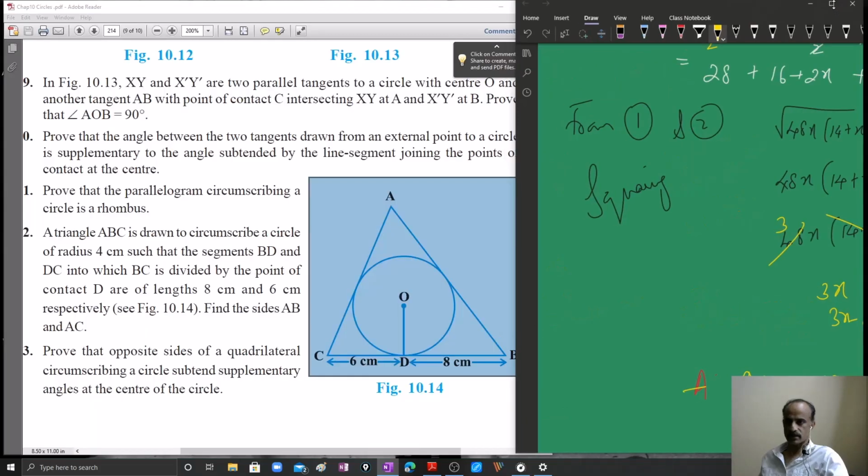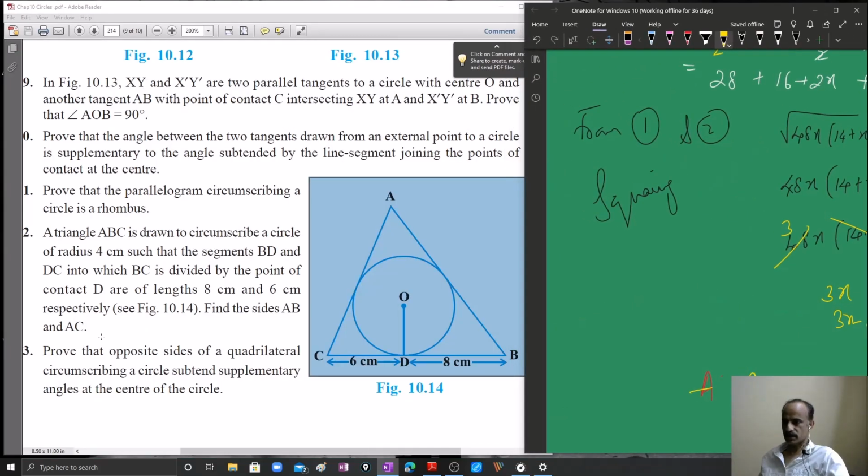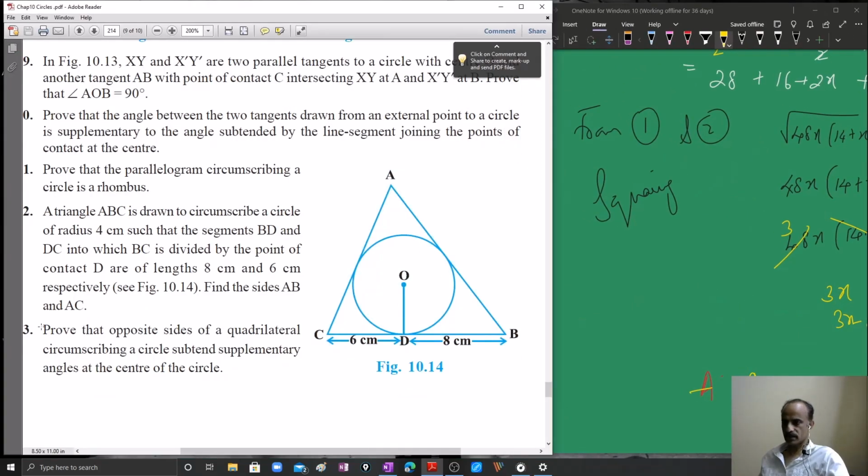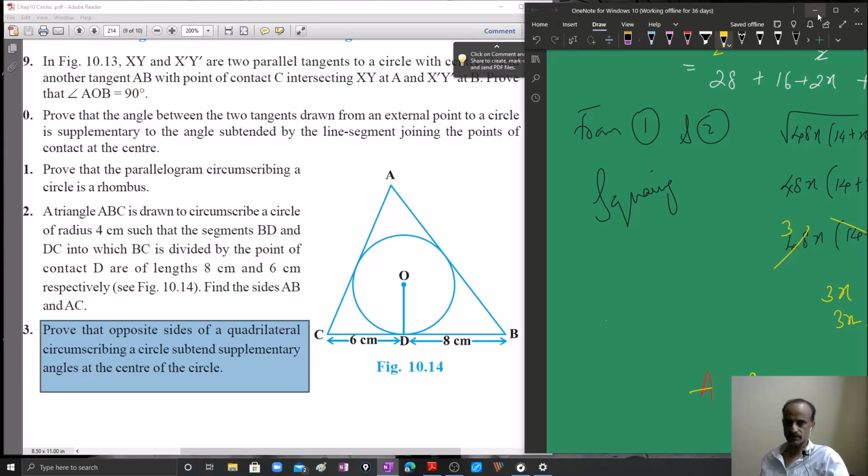Next question. Question number 13. Prove that the opposite sides of a quadrilateral circumscribing a circle subtend supplementary angles at the center of the circle.